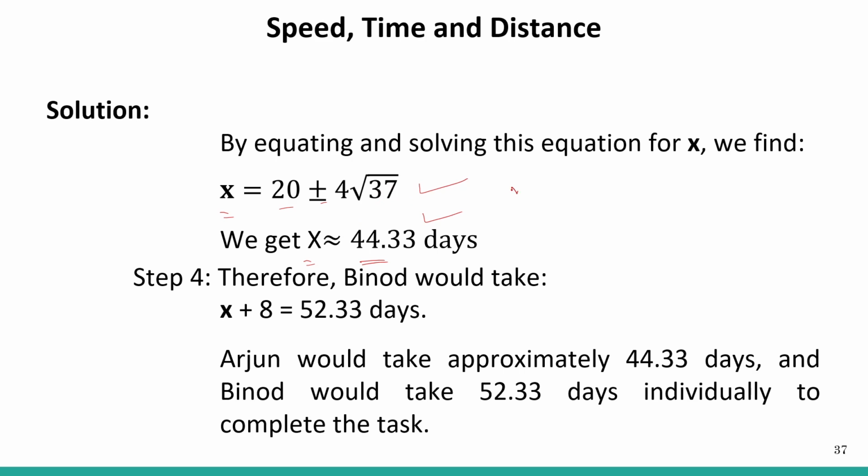Okay, because 20 minus 4 root 36 is less than 0. So the only positive value is what? 20 plus 4 root 36. So this is greater than 0, so this will be the answer, that is 44.33 days. So therefore Binod would take what? This much plus 8 days, right? So it is 44.33 plus 8, so it will be what? 52.33 days. So Arjun would take approximately 44.33 days or 45 days, and Binod would take 52.33 days or 53 days individually to complete that task.